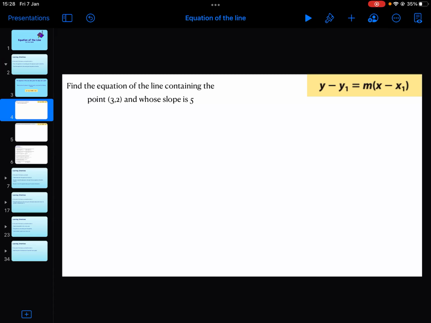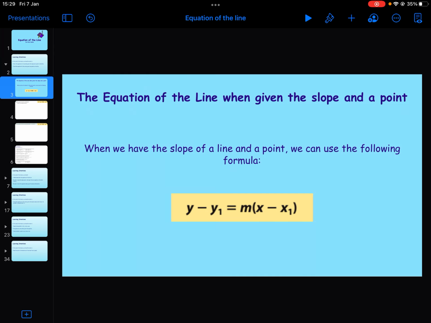This video is just to show you, if you were absent from class, how to calculate the equation of the line, or if you just want to have a look back over it if you're not sure about anything. So to calculate the equation of the line, like it says in the notes, we need to know the slope of the line, and we also need to know a point on the line.